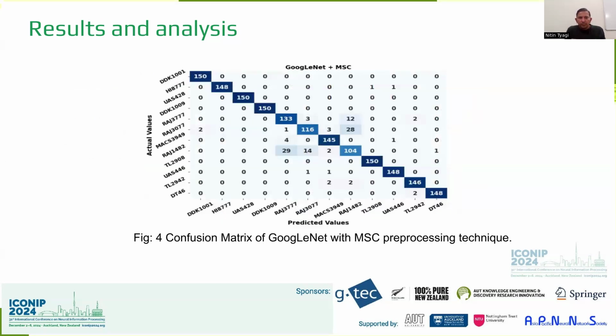This is the confusion matrix of GoogleNet with the MSC pre-processing technique. In this case, we can see that there are a large number of zeros, so there is more sparsity. That means the proposed model classified the 12 wheat varieties without any misclassification.